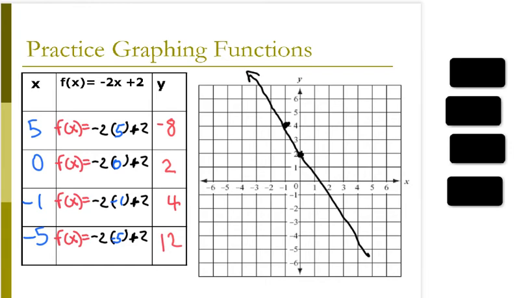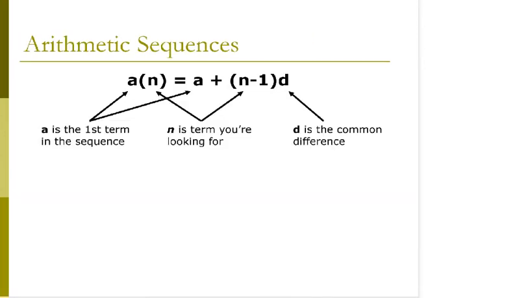Let's take a quick look at arithmetic sequences. So arithmetic sequence, a sequence basically is a list of numbers. So it is what it is. We're going to see exactly how we can apply this formula that you see here to come up with a sequence or to come up with a particular term in a sequence. Remember that this D stands for the common difference.